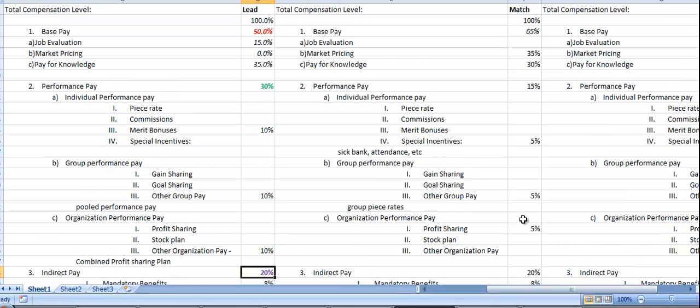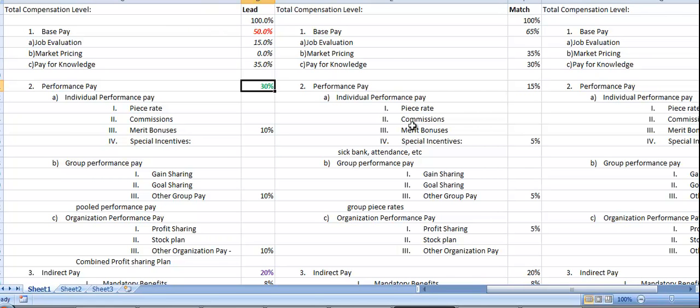And I would suggest that's the way you start it. Those are the three main areas: base, performance, and indirect pay. Within that 50%, how much is going to make up base pay? She decided partly job evaluation, no market pricing, pay for knowledge. That's okay. What she wrote in the previous 2 pages we saw for that job family better support that, right? That's all we're trying to do.